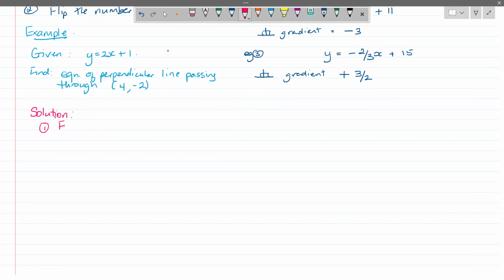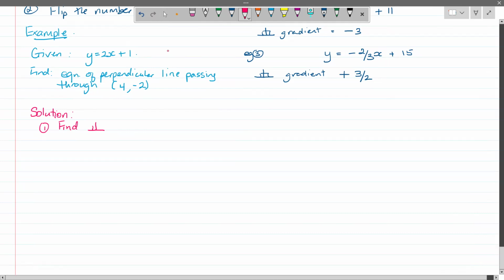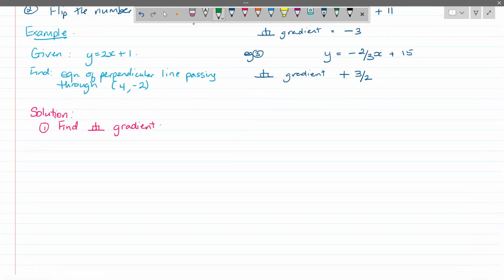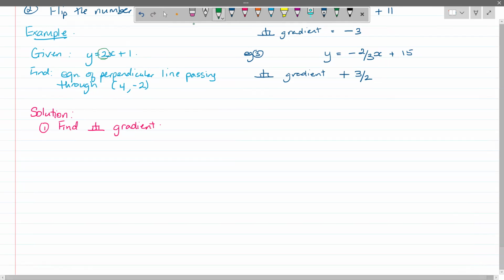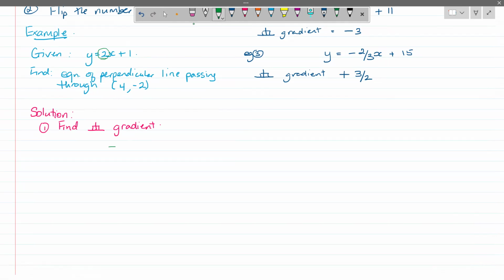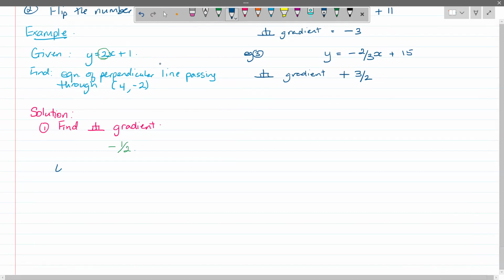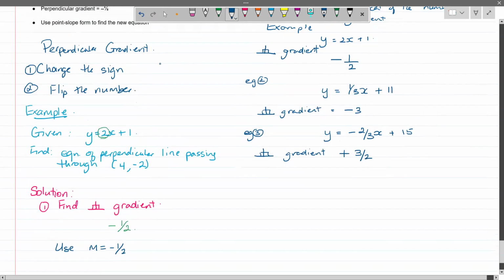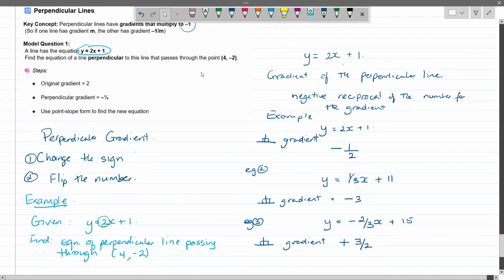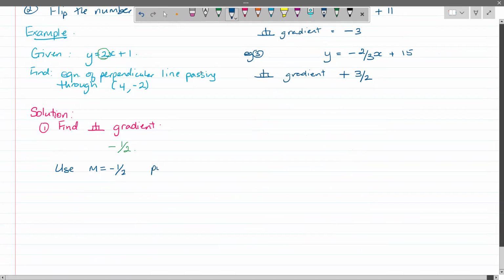We need to find the perpendicular gradient. How are we doing that? Change the sign, so it becomes negative, and flip the number, a half. So we're going to use m to be -1/2, and they gave us the point. The point is (4, -2), and this is going to be my x1, my y1.